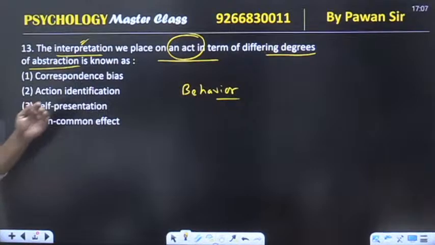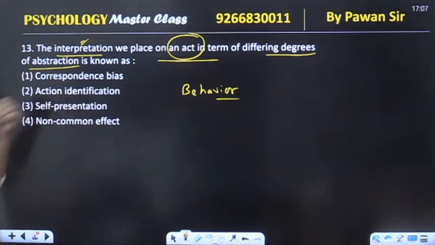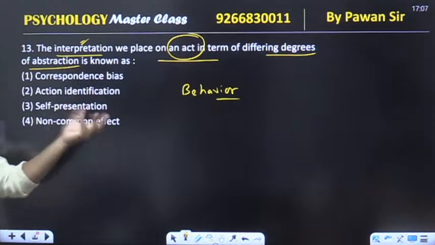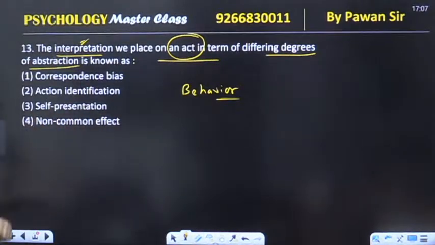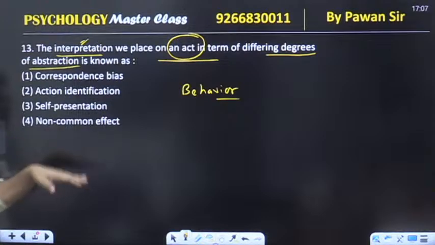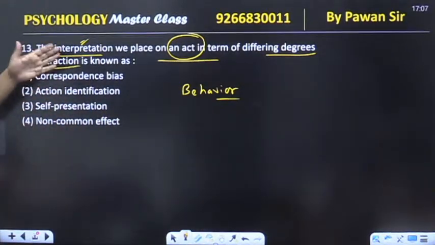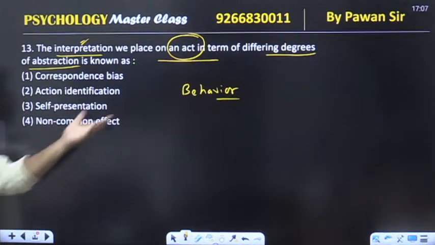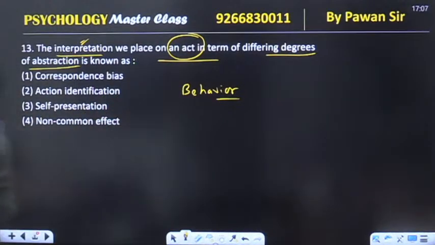Like we can identify the behavior with the correspondence bias, or we can identify the behavior with the action identification, what kind of action is being conducted within the behavior, or we can identify our own behavior through self-presentation, or through the non-common effect. They are the various techniques or processes to identify any kind of behavior.